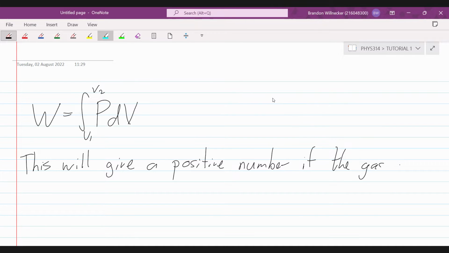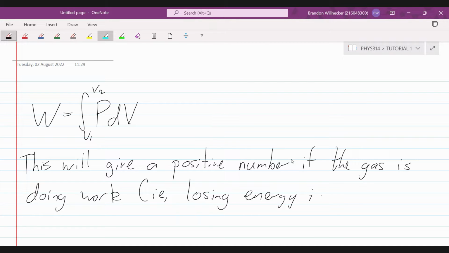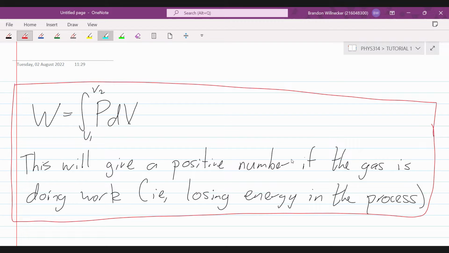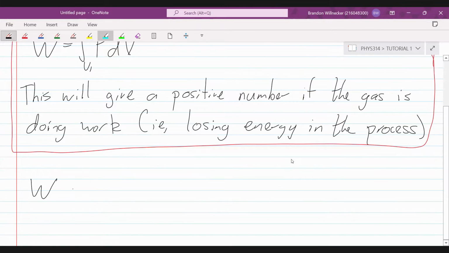The gas is doing work, i.e. losing energy in the process. Okay, this is the standard starting point that I showed in one of the previous lectures. Now we can also put a minus sign. We can say W is equal to minus the integral from V1 to V2 of P dV.